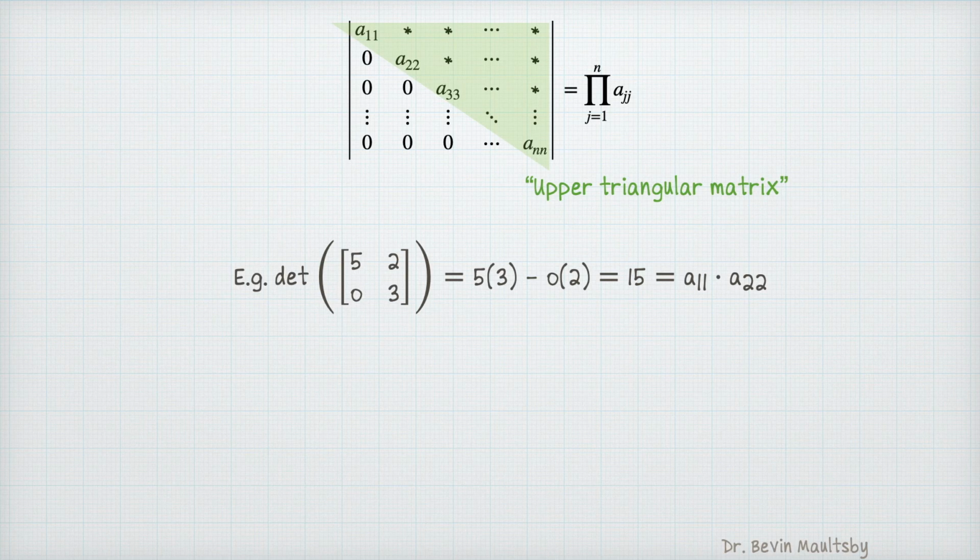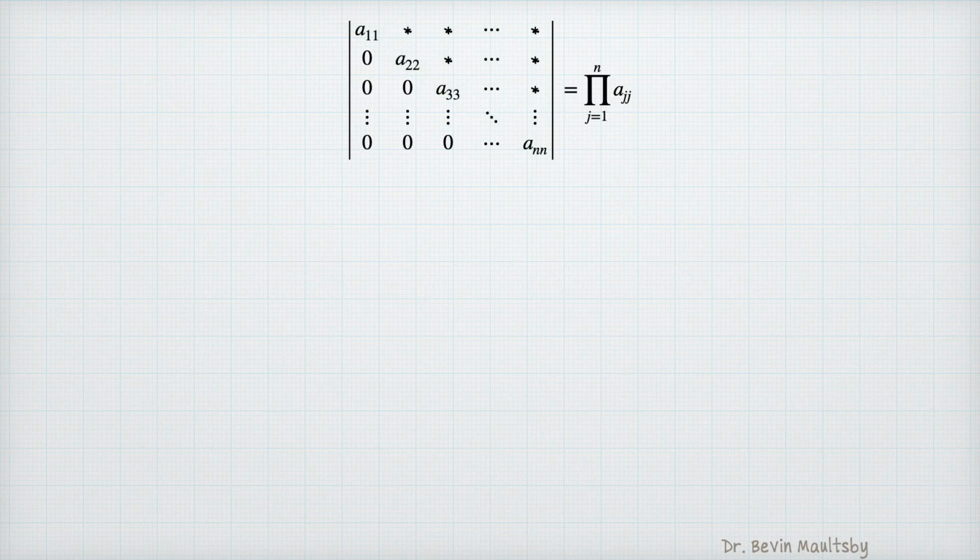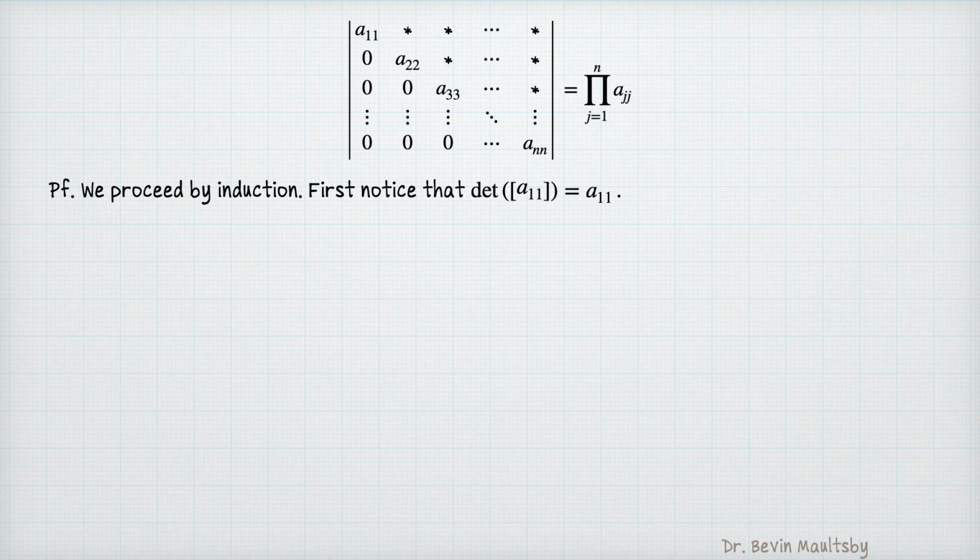So the part above the main diagonal. We want to prove that the determinant now for any n by n upper triangular matrix will come down to the same thing, just the product of the main diagonal. Once again, I'm going to jump right into the proof. So we'll start by saying we're proceeding with induction. First, notice that the determinant of a 1 by 1 matrix is just the entry in the matrix. So that is actually my base case. Perhaps I should have written that it's the base case here, but I left that out.